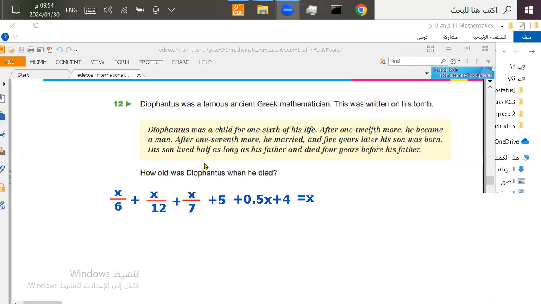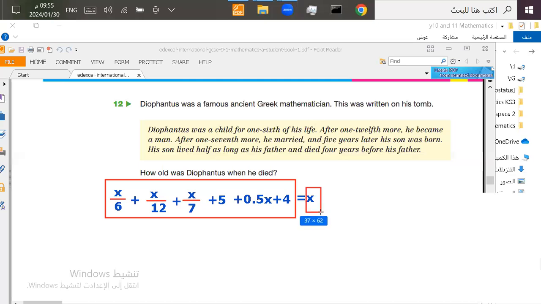Now, his son lived half as long as his life. So his son lived half of his life, 0.5x. Okay. And then died 4 years before his father. So once the son died, we still need 4 more years. So we added four here. This means that all of this is the life of Diophantus, okay? And we said that the life of Diophantus is x. So all of this equals x. Now we need to find x. We need to find his life.